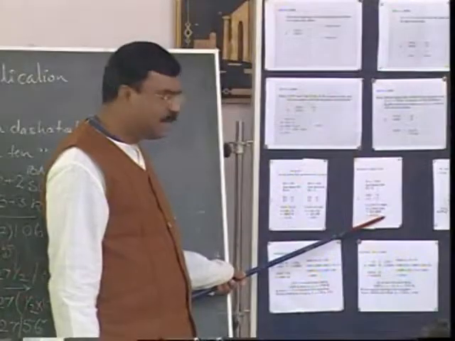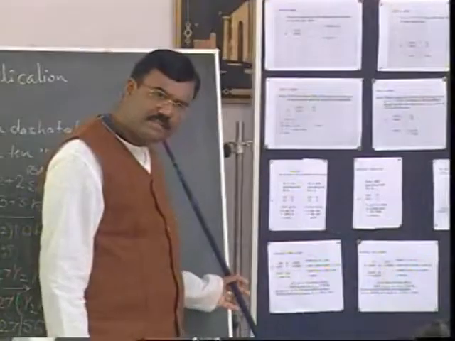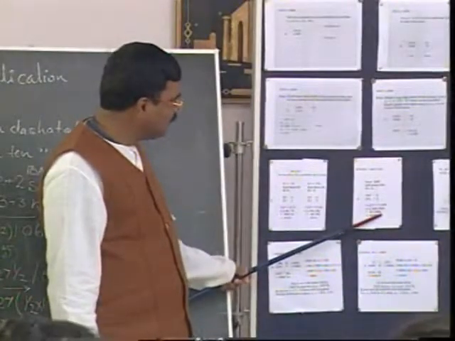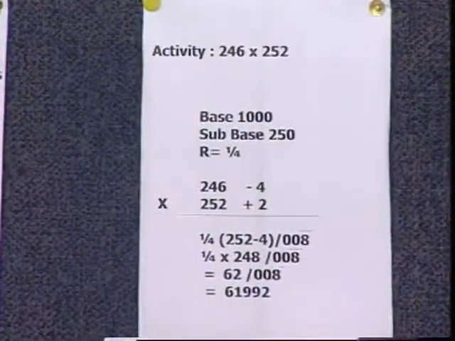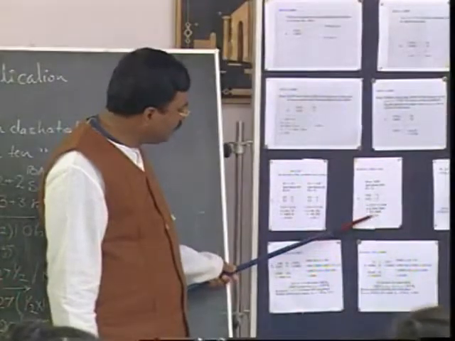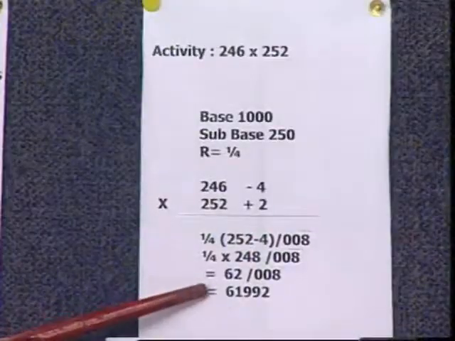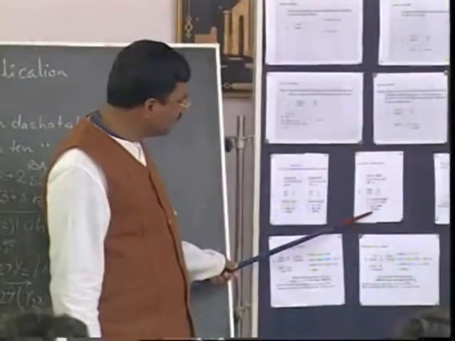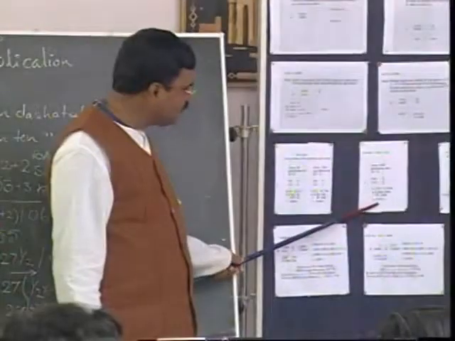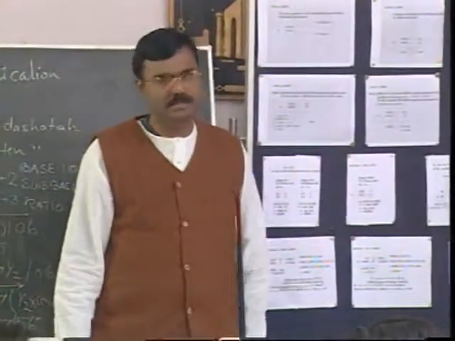But the right part is the Vinculum number. To normalize this one, the same sutra applies: all from 9, last from 10. 8 being the last number, 8 from 10 is 2, all from 9, 0 from 9 is 9, 0 from 9 is 9. This is 62. You have to do Ekanyunena Purvena. 62 is the next number, 1 less, you will get 61. That means 246 multiplied by 252, you will get 61992.